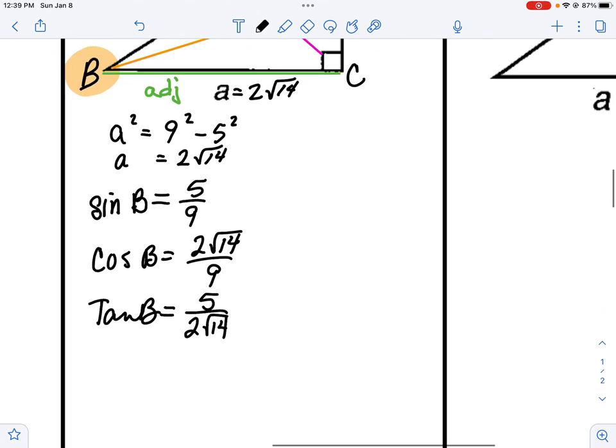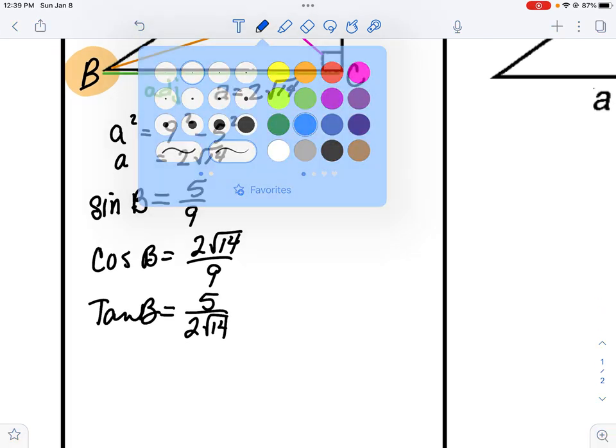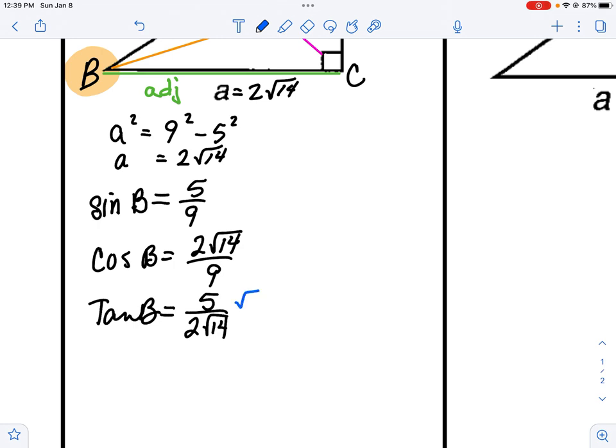We cannot have a radical in the denominator. So we have to use the square root of 14 to rationalize. Tangent of B is 5 square roots of 14 over 14 times 2, 28. And then we're going to find the value of B.